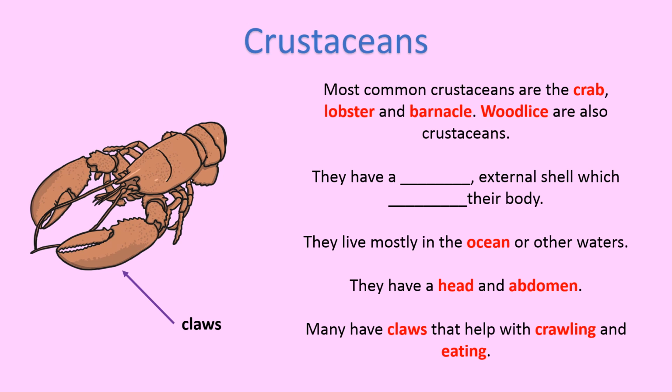The crustaceans. My turn, crustaceans. Your turn, crustaceans. The most common crustaceans are the crab, lobster, and barnacle. Woodlice are also crustaceans. They have an external shell. Is the shell hard or is it soft? Take a look at this picture. It's hard. Well done if you got that correct.